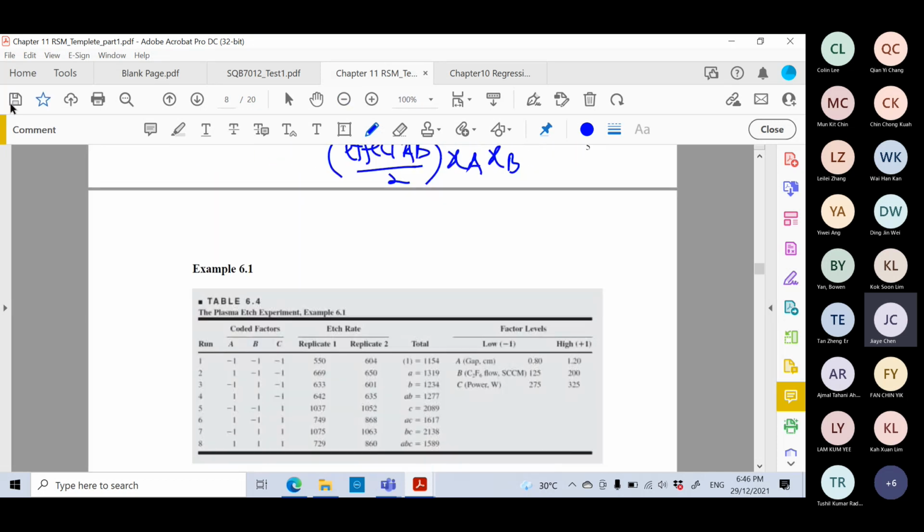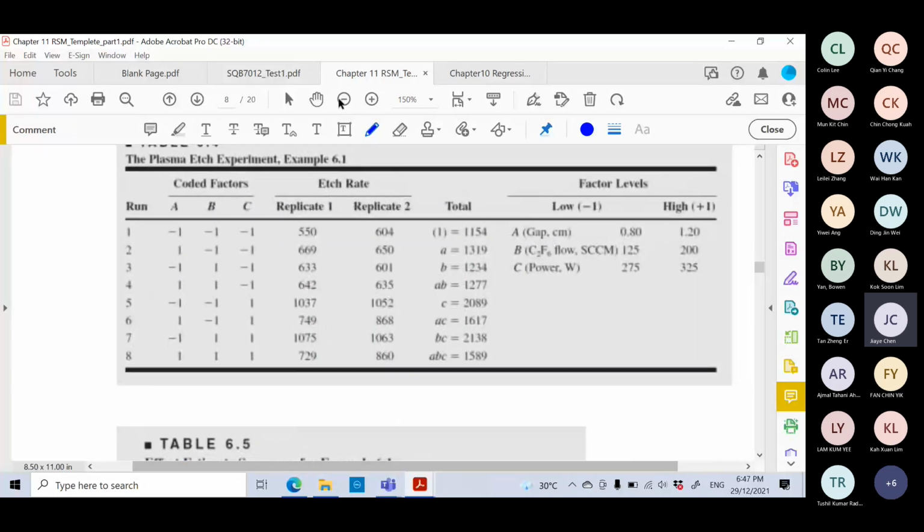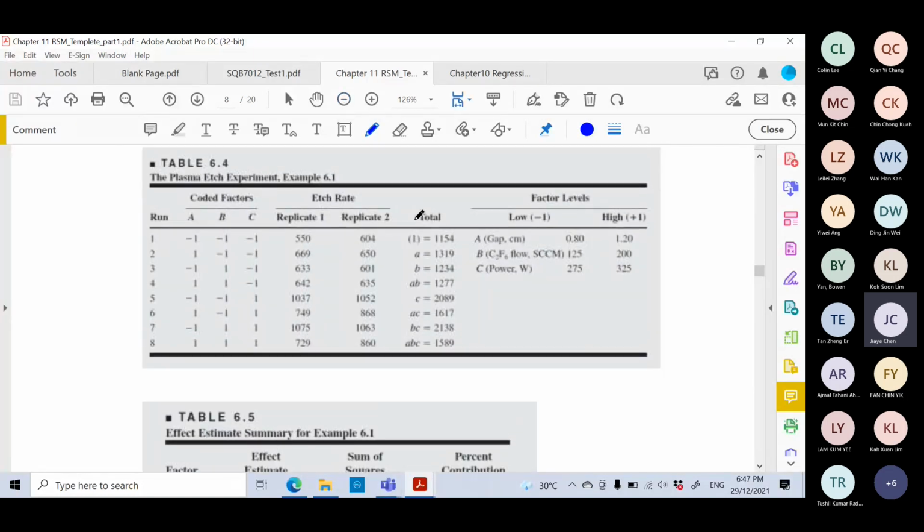In the previous study, this is example 6.1, which I also discussed with you in chapter 6. This is the data set we had before, and here are all the treatment combinations. We ran the experiment to identify which one is the important factor. How do you know which one is the important factor? You use the analysis of variance to check which one is important, and whether they have a significant difference or not.